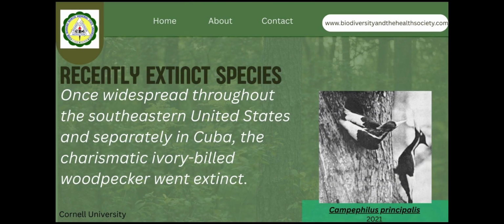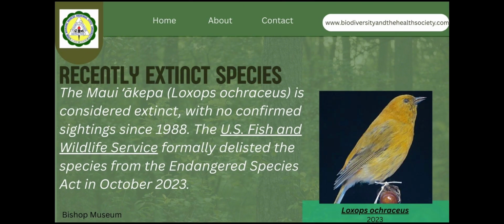Also, one of the extinct species is the Campephilus principalis, which is declared as extinct in 2021. Once widespread throughout the southeastern United States and separately in Cuba. The charismatic ivory-billed woodpecker went extinct primarily due to the logging of bottomland hardwood forests, its main habitat, and the ruthless action of collectors in the early 20th century.